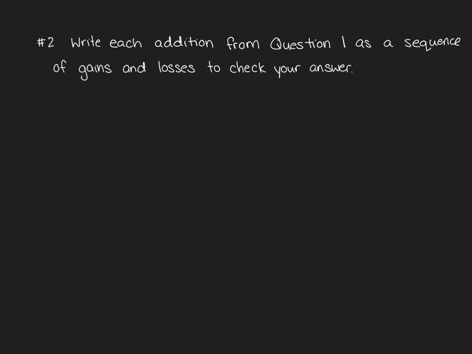Question 2 asks you to write each addition from question 1 as a sequence of gains and losses to check your answer. The first question I solved was +3 plus -4 equals -1. So now I'm turning this into gains and losses. So remember, for gains and losses, we basically eliminate the brackets and the addition sign in the middle. So we just go +3 minus 4. So if I gain 3 and I lose 4, I have overall lost 1. Okay, that's my net loss. So yes, this question was correct.